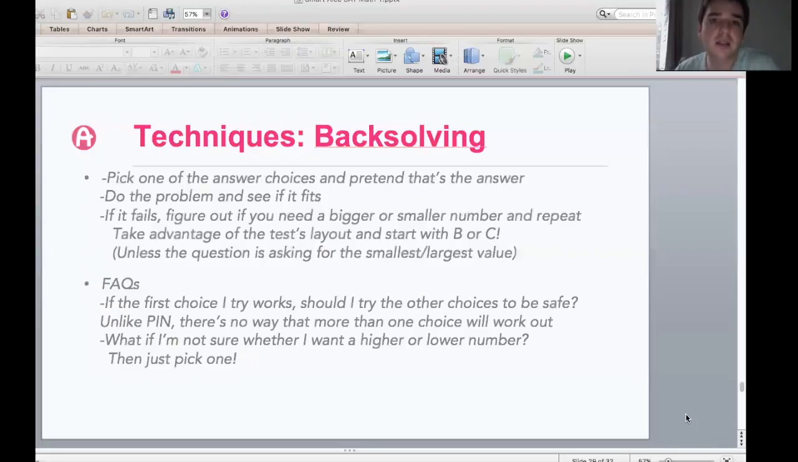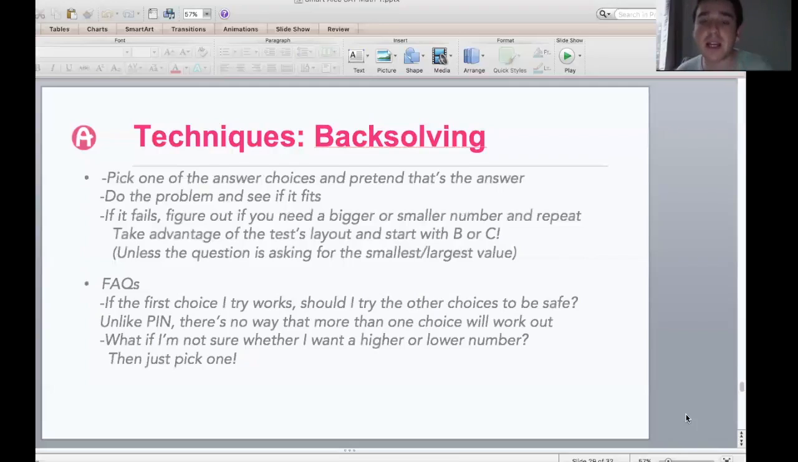But this is another example of how you can use the structure of the test to your advantage. Because the answer choices are ordered from least to greatest, it makes sense to start in the middle, either B or C, because if it's an incorrect answer, that will suggest to you whether you need to go higher or lower. So even though it might still take a little bit of time, you might have to plug in 2 or 3 numbers, it's at least giving you multiple pathways.